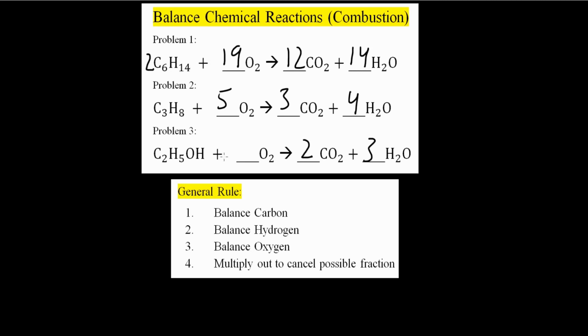Here is a 1, so we need 6 more. So this is a 3. 3 times 2 is 6. 6 plus 1 is 7. So it's nice and balanced. And so that's how you can balance a chemical reaction. And in our problems, we did hexane, propane, and ethyl alcohol or ethanol. And that's all you need to do.